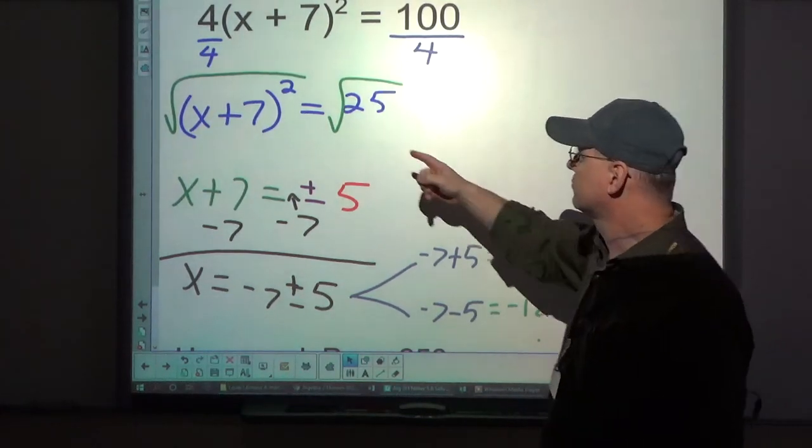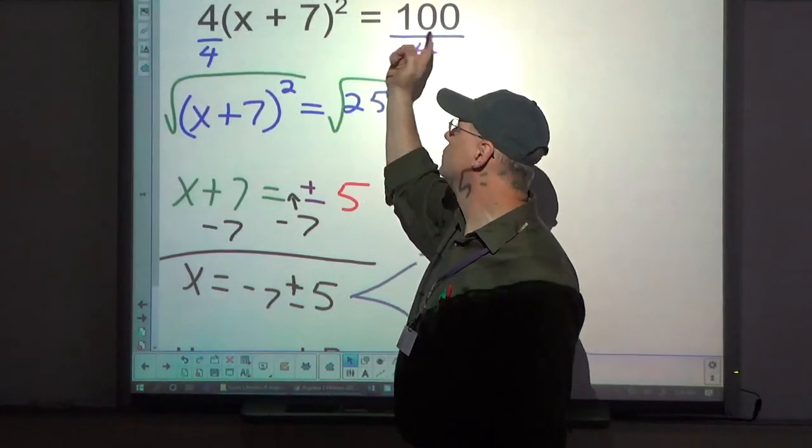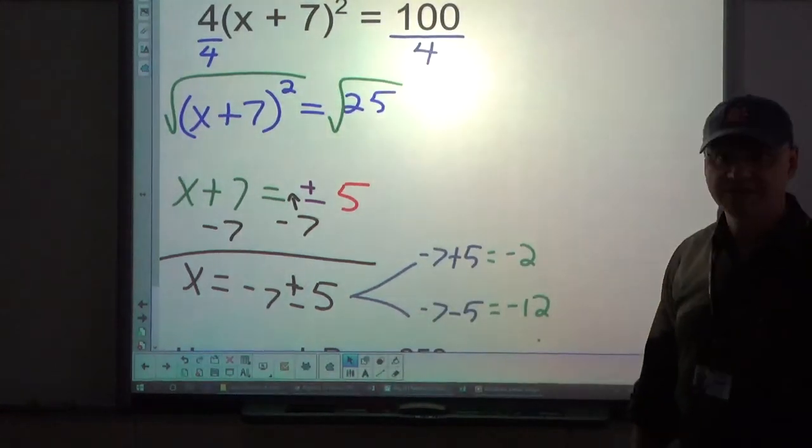These two separately could be put in here and you will get the correct answer. That's how you can check it.